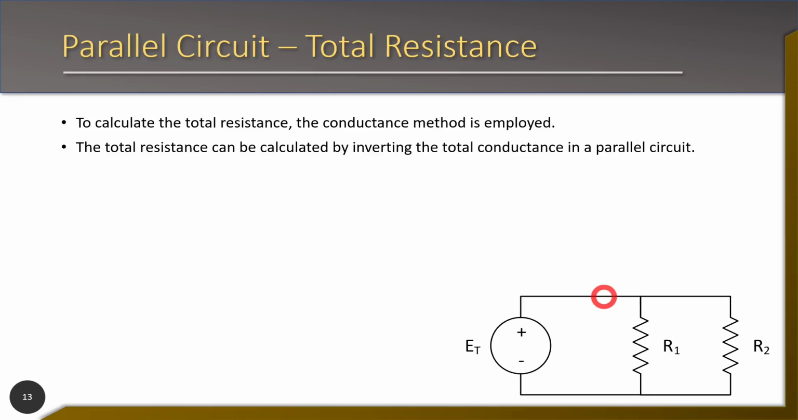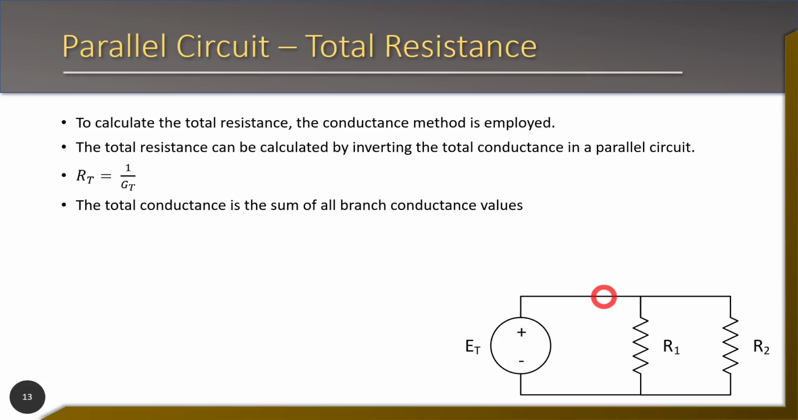Okay. The total resistance can be calculated by inverting the total conductance of the parallel circuit. So we have to find the individual conductance of each resistor, add those together, and then invert that number. Okay, so RT equals 1 over GT. Total resistance equals 1 over total conductance. The total conductance is the sum of all the branch conductance values. So G total is the same as the reciprocal of R1 plus the reciprocal of R2.